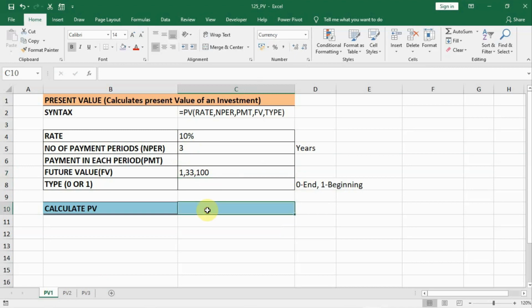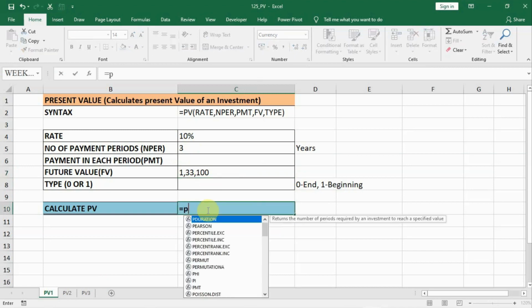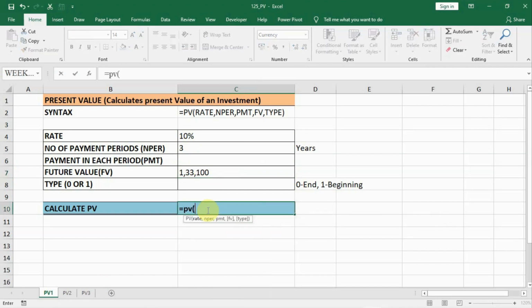So we'll use the formula equal to PV, present value. Like future value, PV also has 5 arguments. The first is rate. We'll select our rate, then put a comma. The second argument is number of payment periods, nper, that is 3. We'll select it, then comma. The third argument is payment made each period, that is by default 0. If nothing is entered in the cell, we can select the cell, comma. And this is the future value of the investment.